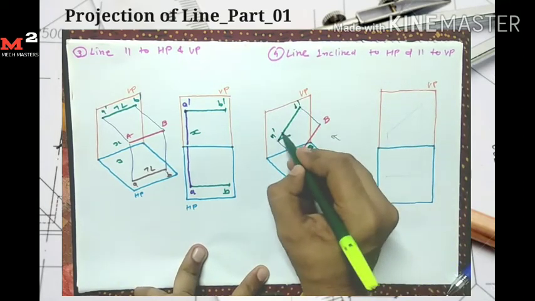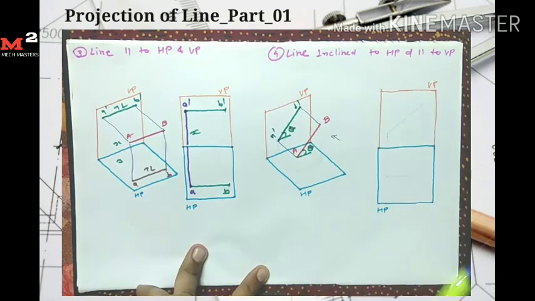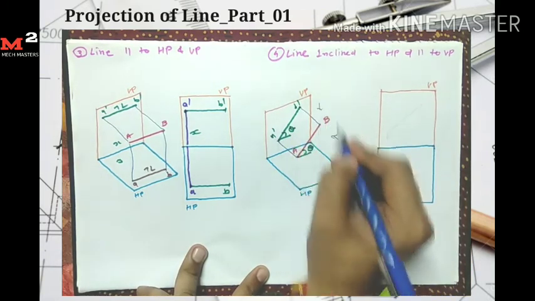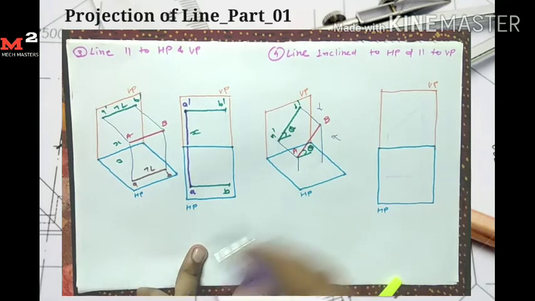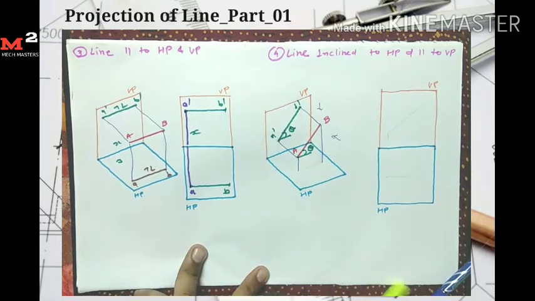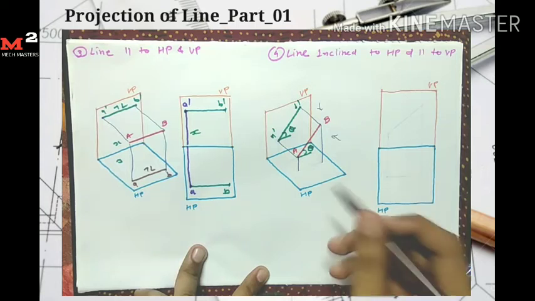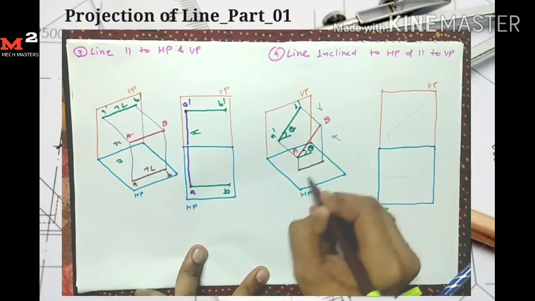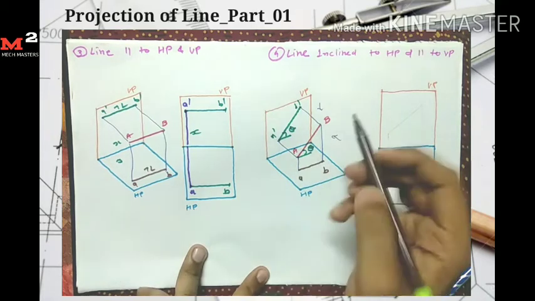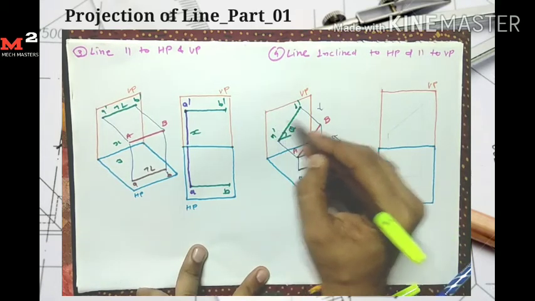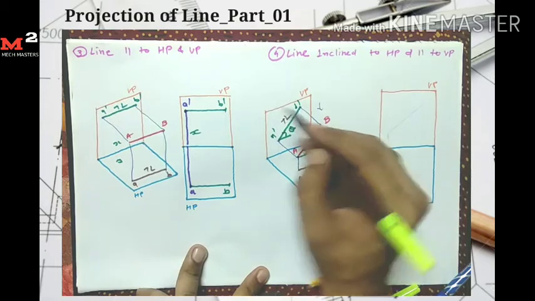Okay, here the angle is theta. For getting the top view, I take the projection on the horizontal plane at here and at here. So here I get its top view, and I give it the name AB. Here you see that the line is parallel to the vertical plane, so we get its true length on the vertical plane.